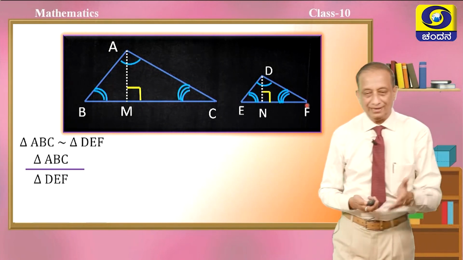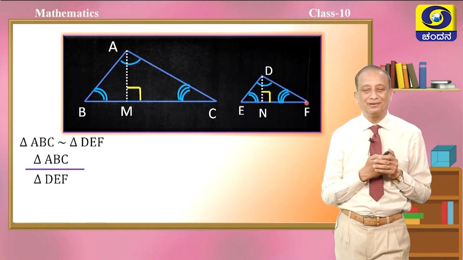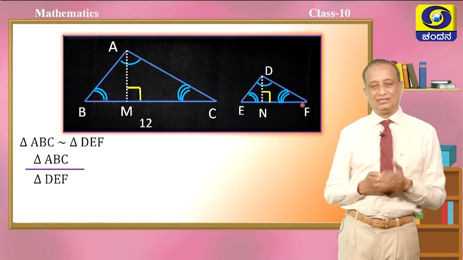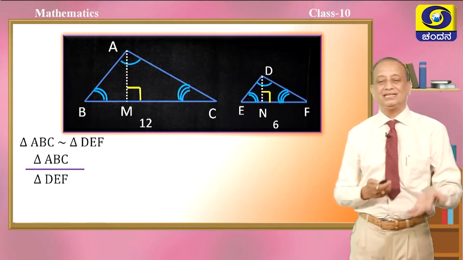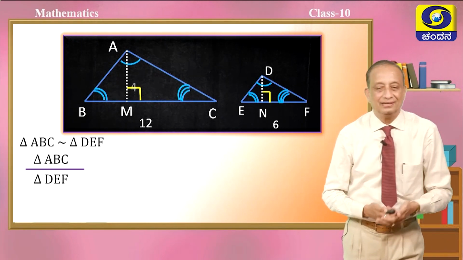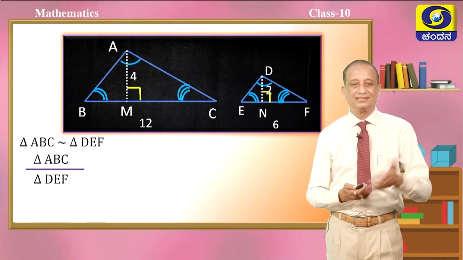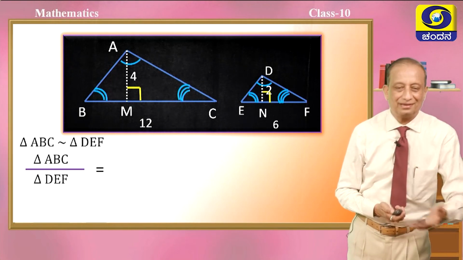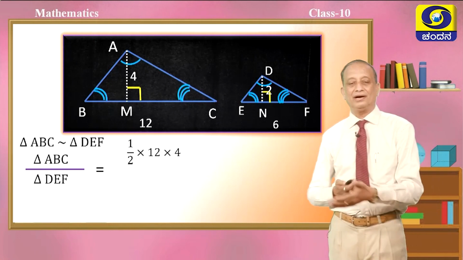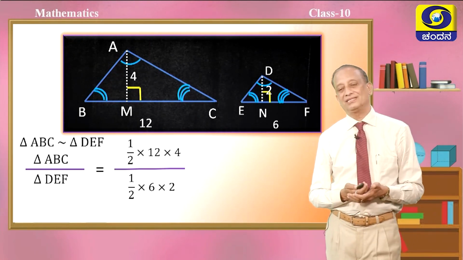So, we have the bases, we have the corresponding altitudes. Can you not calculate the areas now? For this, let us consider BC as 12 units and EF as 6 units. This is about bases. What about the heights? Let AM be 4 units and DN be 2 units. Now, with this, can we not calculate the area, children? Come on. So, what is the area of triangle ABC? Half into base into height, half into 12 into 4 upon half into 6 into 2.